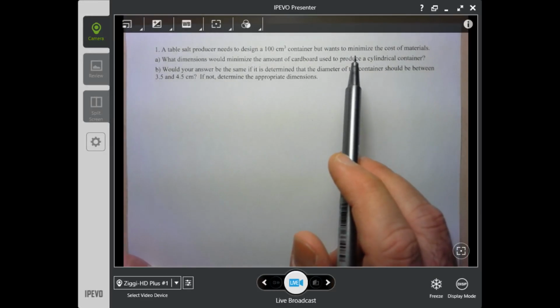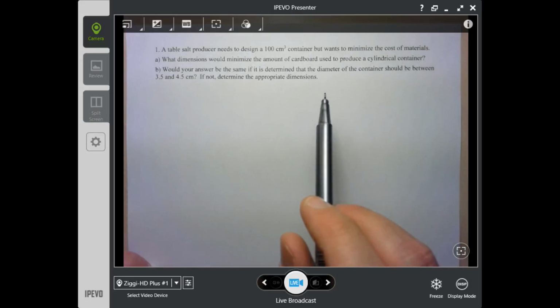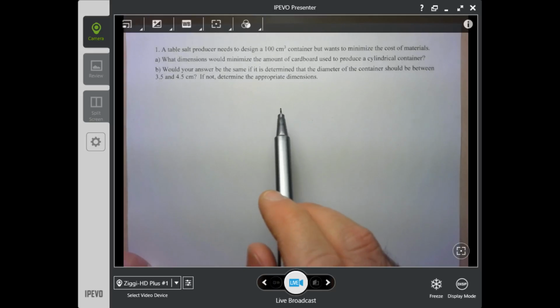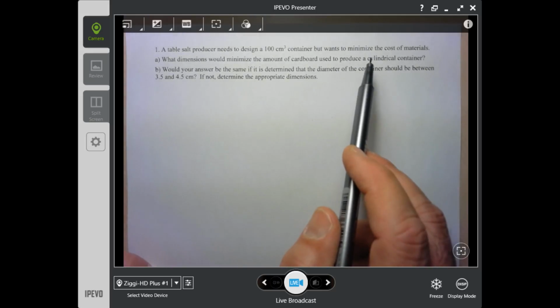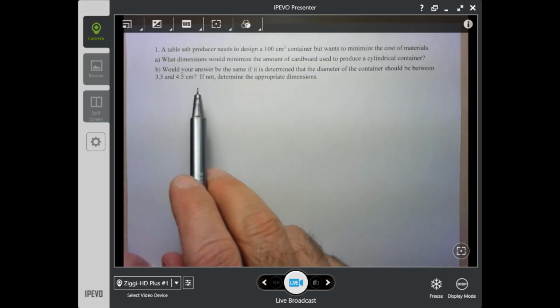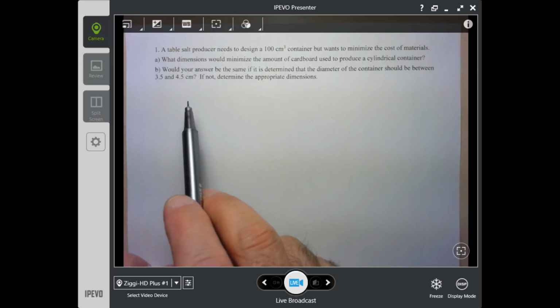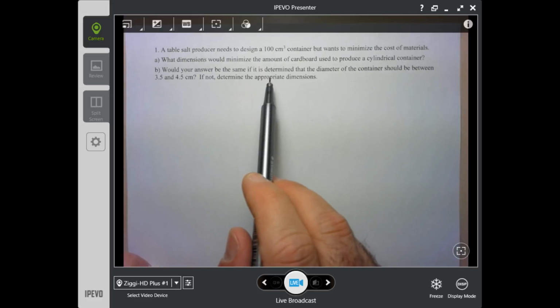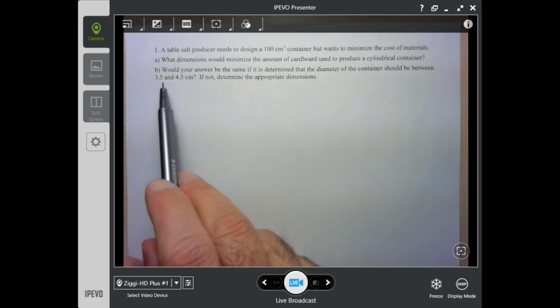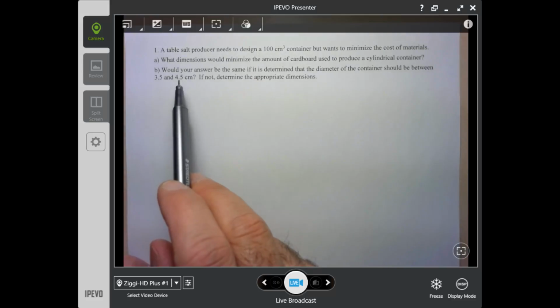Now, while it will have a thickness, presumably we'll assume that the thickness is constant throughout. So we're just going to be dealing with the surface area. All right, and then the second one, they actually give us a little more to work with. It says, would the answer be the same if it's determined that the diameter needs to be between 3.5 and 4.5 centimeters? So what we're doing here is we're giving a constraint.